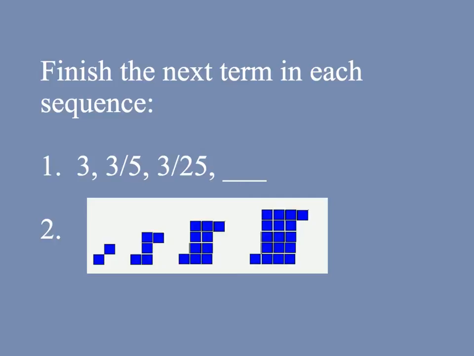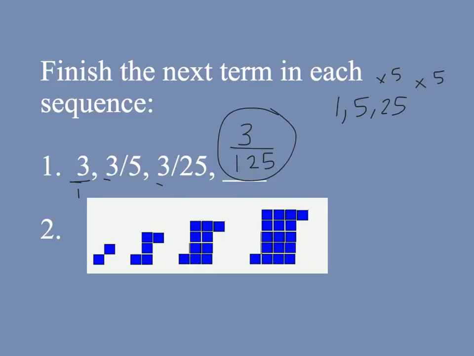If I'm looking at this first one, I see that they all have 3's in them. So the numerator is 3 with all of the problems, so I know I'm going to have a 3 in the numerator. And if I look right here, the denominator is 1, 5, and 25. So the pattern with 1, 5, and 25 is that you're multiplying by 5 to get the next number. So 25 times 5 is 125, so that must be the denominator. So the next term is 3 over 125.